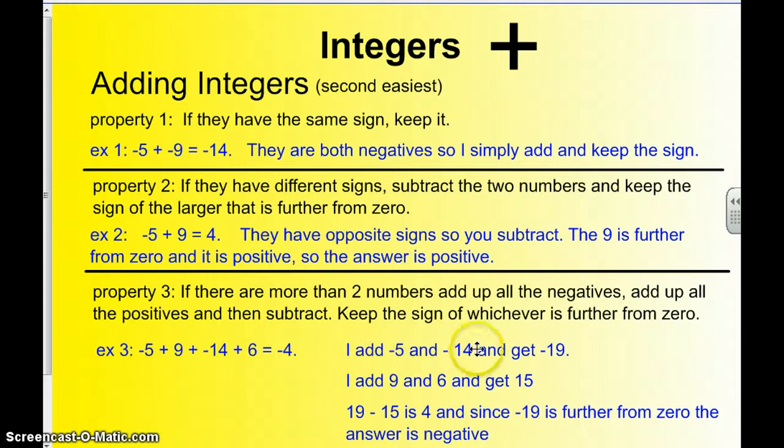So I add the negative 5 and the negative 14, and get negative 19. I add my 9 and my 6, and I get 15. So my negative numbers add up to more in terms of distance from 0. So they're further from 0 than the 15. That means my answer is going to end up being a negative. So my answer is a negative 4. I subtract because they have different signs, and 19 minus 15 gets me the 4.